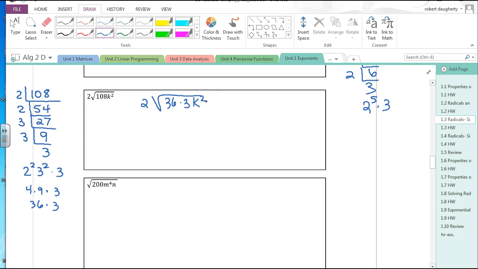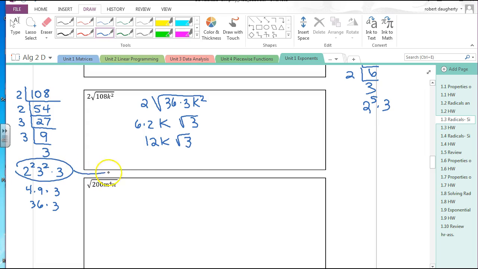Okay. What's the square root of 36? 6. So this is 6 times 2. What's the square root of k squared? K. What's left under the square root? 3. So this is just 12k square root of 3.